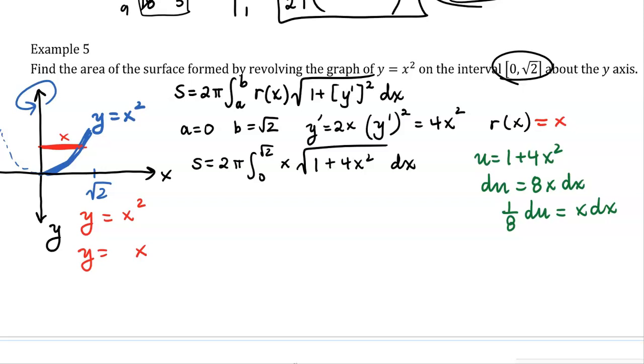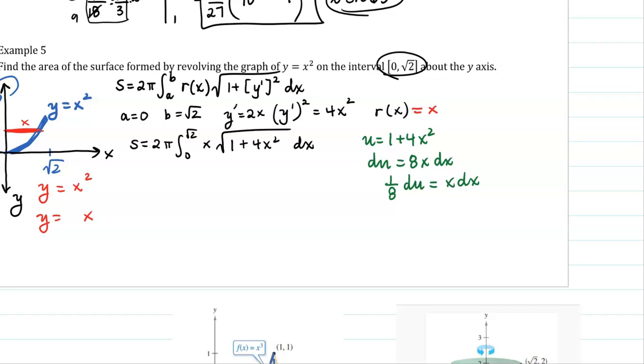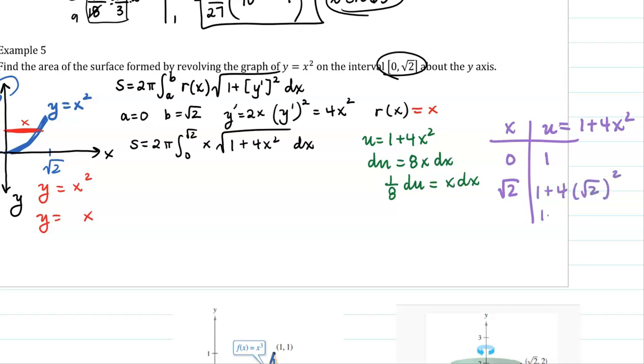I'm going to do the same thing I did last time, and I'm going to be changing my limits. So I'll just go ahead and make a little table over here. x and u. We started off with x limits of 0 and root 2. u is equal to 1 plus 4x squared. When x is 0, u is 1. And when x is root 2, we have 1 plus 4 times root 2 squared. Root 2 squared is 2. So that's 1 plus 4 times 2, which is 9. So our new limits on the integral will be from 1 to 9.